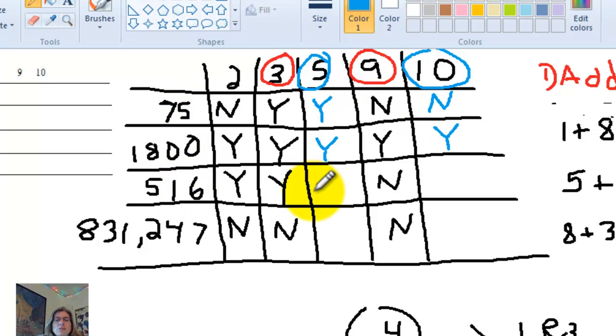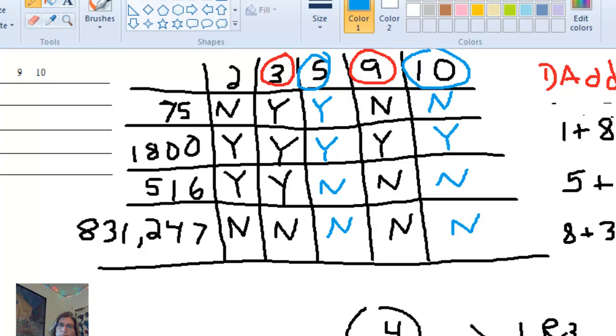This one ends in a 6, so it's not good for either one. And I like to do these together because we're looking for 5s and 0s. That's all you're looking for. 7 is not a 5 or a 0, so it goes into neither one of those. So that's it. 2, 3, 5, 9, and 10.